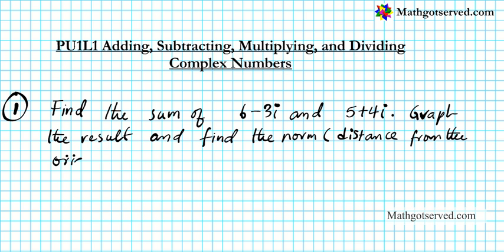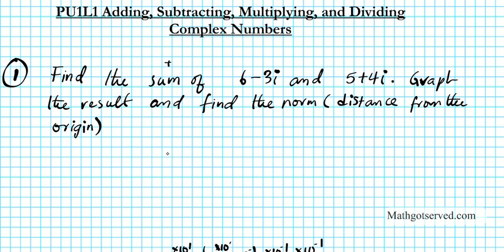So we're doing 3 things here. We are finding the sum, and after computing the sum, we're going to graph the result, and then we'll find the norm, or the distance from the origin. Let's go ahead and find what the sum is first. You know what sum means, right? Sum basically means you're adding. So we're going to add these two.